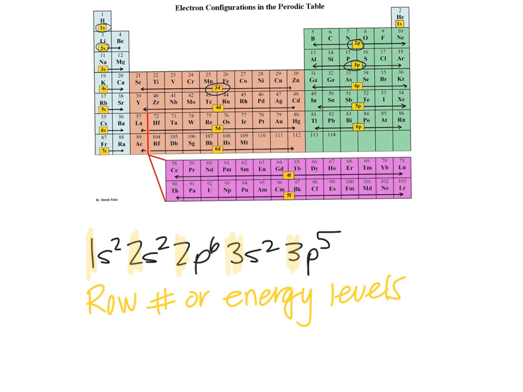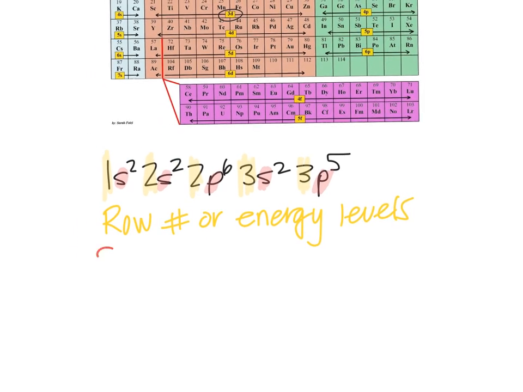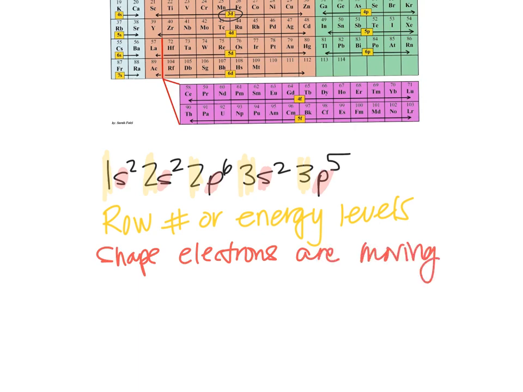Okay, then you have these little letters, which I'm highlighting in a pink color. And what that pink color means is the shape that the electrons are moving. S stands for a spherical shape, P stands for a propeller shape, and D stands kind of like a double propeller. It's really kind of hard to draw on here.